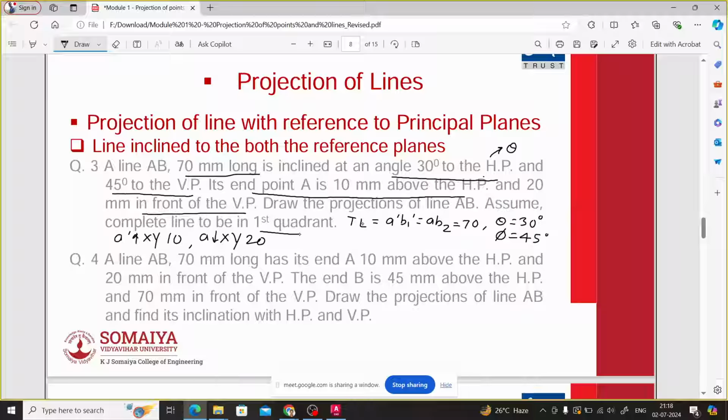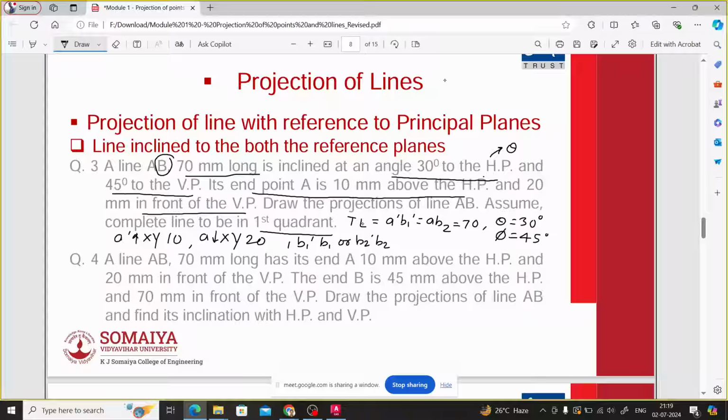Now what they have asked: draw the projection of line AB. Assume the complete line is in the first quadrant. Okay, what does it mean? A dash and A, we already identified the position, but at the same time we also know that another endpoint, which is B, the line will have, correct? So both the points in connection with A dash and A will be B1 dash or B1, or B2 dash or B2. So both the points will also be in the first quadrant.